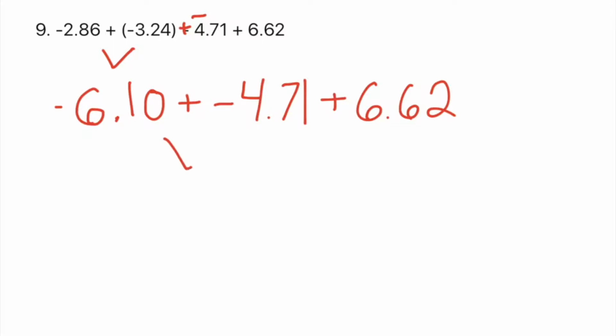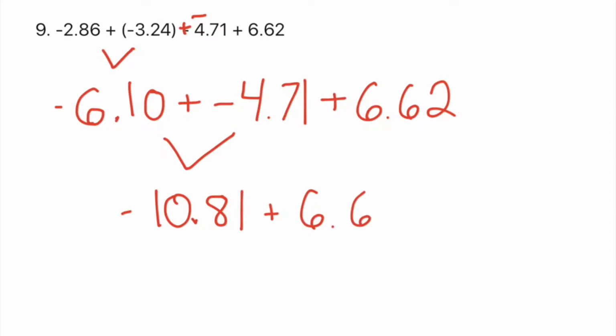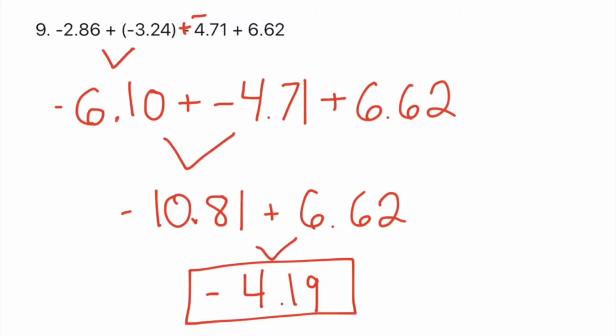And again, I'm going to go left to right, so I'm going to take these two numbers, negative 6.10 plus negative 4.71. Again, they're both negative, same sign, so I add them together, and they stay negative, plus 6.62. Now, these two are different signs, so I have to find the difference between these two, which is 4.19. And I keep the sign of the larger number, so it's a negative 4.19.